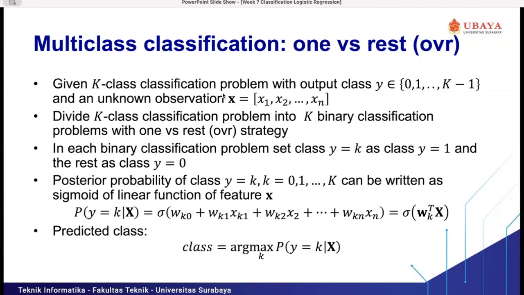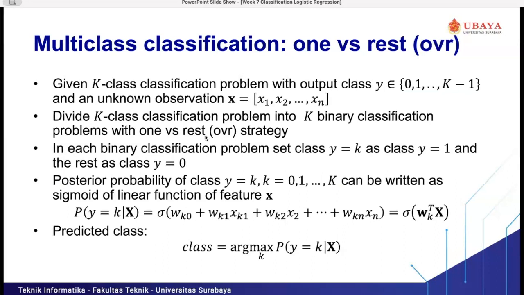Given a k-class classification problem with the output class y being 0, 1, up to k-1, so the output is not only 0 or 1, but can be 0, 1, up to k-1. And we also have an unknown observation of x. The number of features is n.